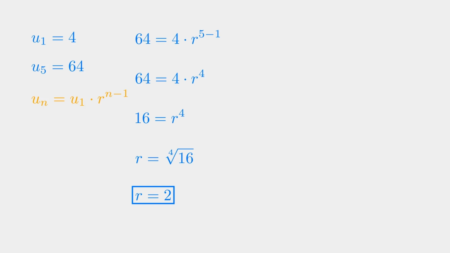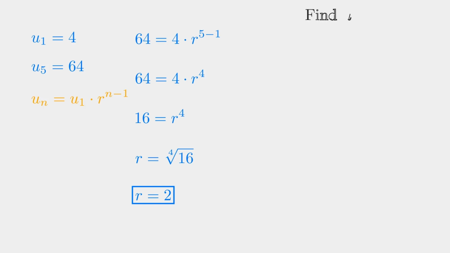To solve for R, we'll divide both sides by 4. Now 64 divided by 4 is 16. So 16 is equal to R to the power of 4. The fourth root of 16 is 2, so our common ratio is 2. We discard the minus 2 since we know that the common ratio is positive.